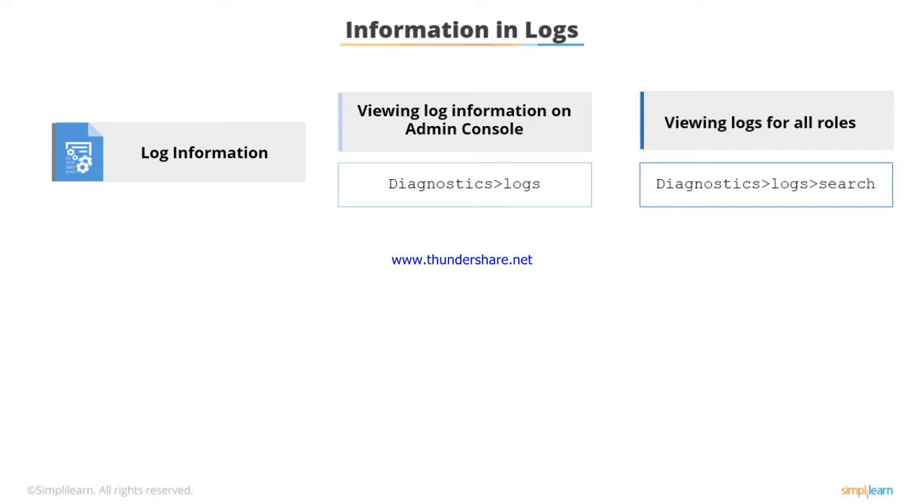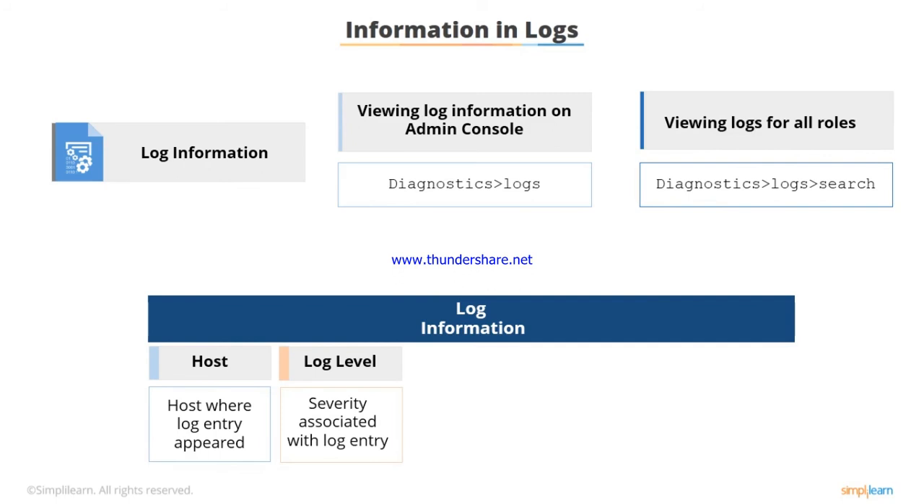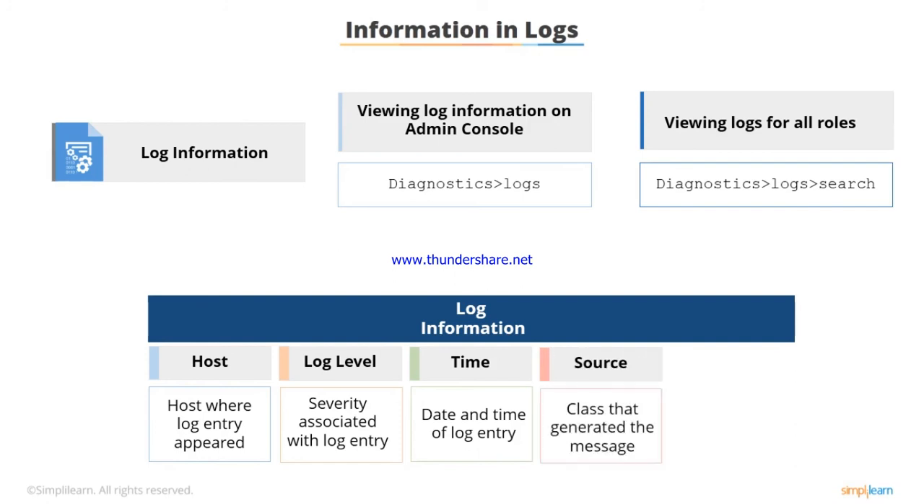You can also search based on a specific keyword, severity, or specific error. Log results are displayed as a list with the following columns. Host. This column displays the host where the log entry appeared. Log level. This column displays the log level or severity associated with this log entry. Time. This column displays the date and time this log entry was created. Source. This column displays the class that generated the message. Message. This column shows the message portion of the log entry.